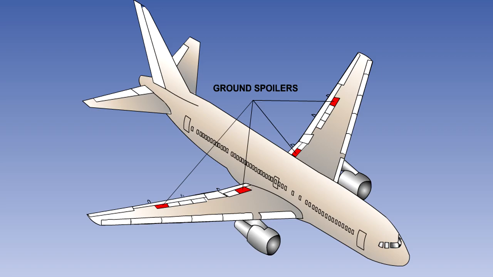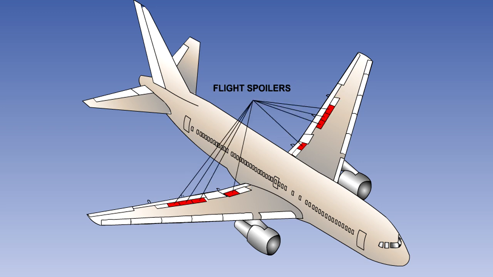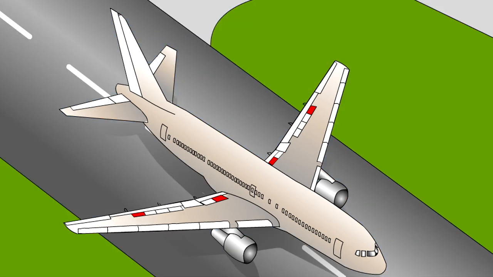They are split into 2 groups. One group is known as the ground spoilers, and the other the flight spoilers. The ground spoilers operate exactly as suggested by their name. They only operate when the aircraft is on the ground. They are inhibited in flight, normally because they produce undesirable aerodynamic effects. They always operate symmetrically.